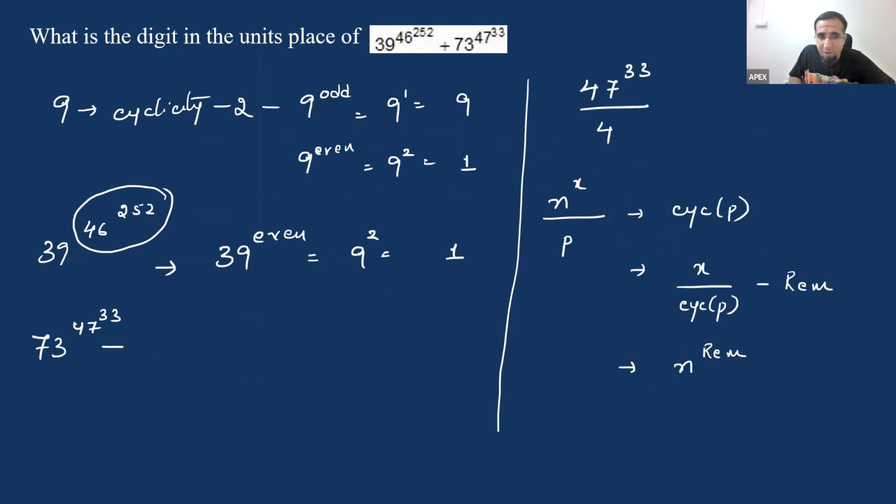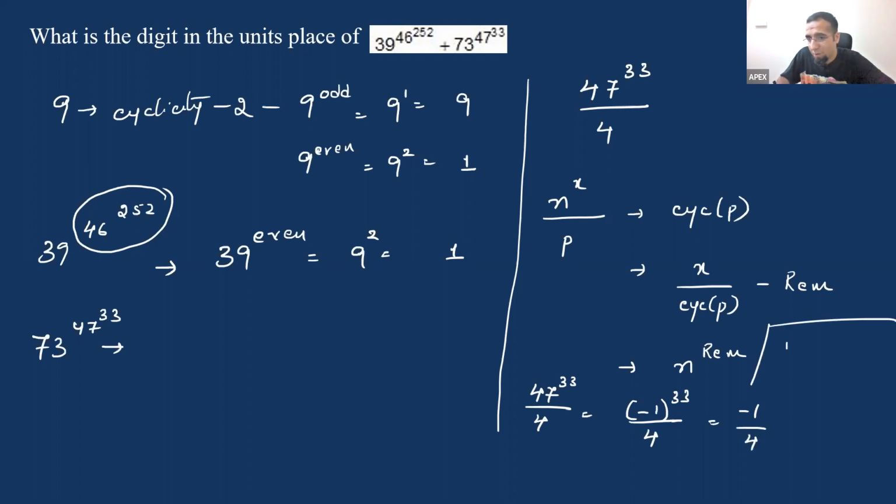Coming forward from remainders theorem, 47 when divided by 4 leaves the remainder of minus 1. This can be written as minus 1 to the power 33 divided by 4. Now minus 1 to the power 33 is equal to minus 1. So I get a remainder of minus 1 when I divide by 4. So can I say my positive remainder is 4 minus 1, that is equal to 3. Which means 73 to the power 47 to the power 33, the last digit becomes the last digit of 3 to the power 3. Now 3 to the power 3 ends with 7.